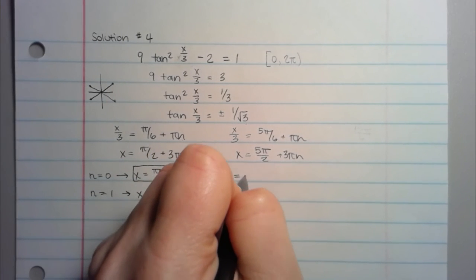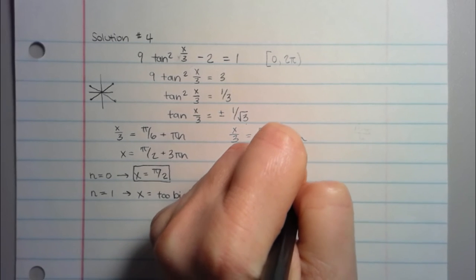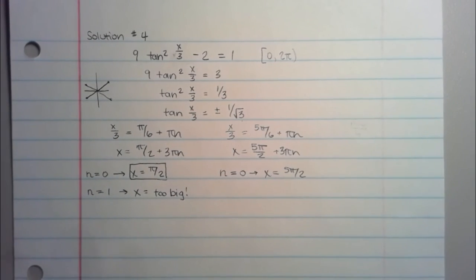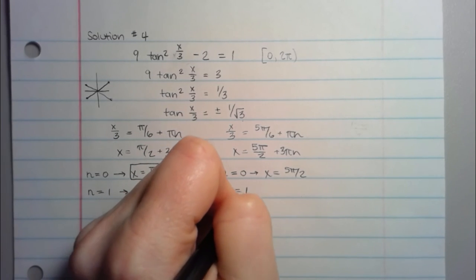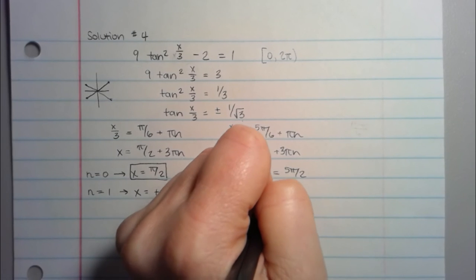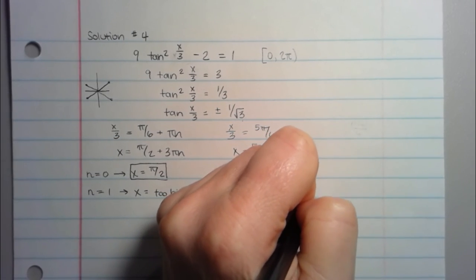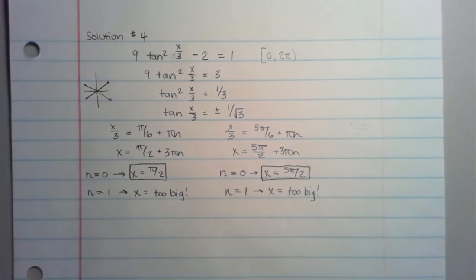Over here, we'd make n equals 0, and we would get 5 pi over 2. And when we make n equal 1, we'd be adding 3 pi to that, which would be too big. So on this side, we just have this as our solution. So the only two solutions to this equation are pi over 2 and 5 pi over 2.